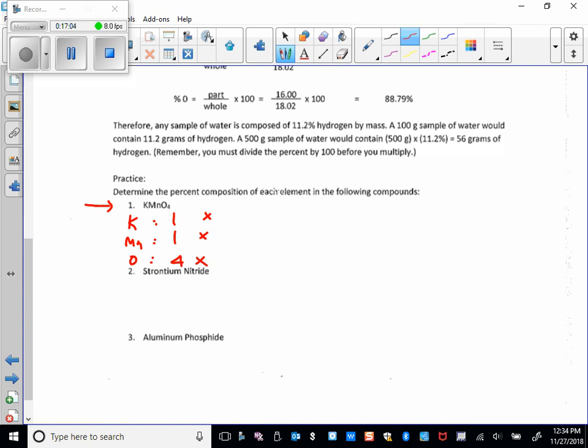Someone tell me what's the mass of potassium? Yes, Toad, what is it? 39.10. Someone tell me what's the mass of manganese? Kyle? 54.93. Can someone help me with the mass of oxygen? Yes, Justin. 16. Round up manganese to 54.94. Is that right? Everybody got that? That's correct, 54.94. What is my next step?